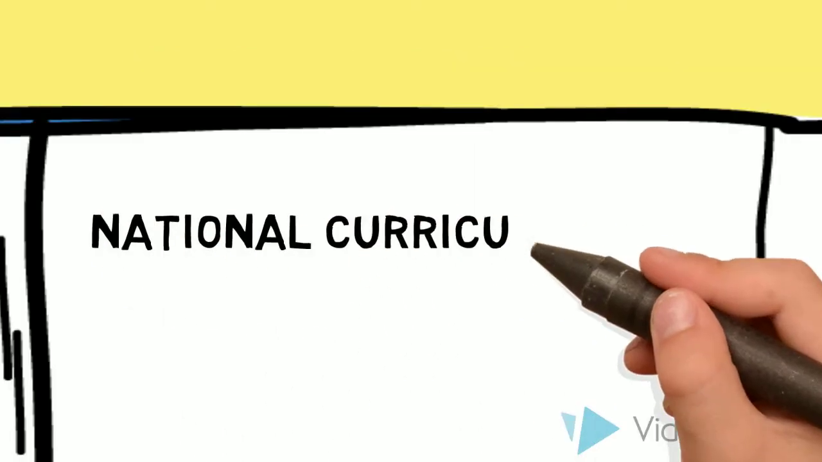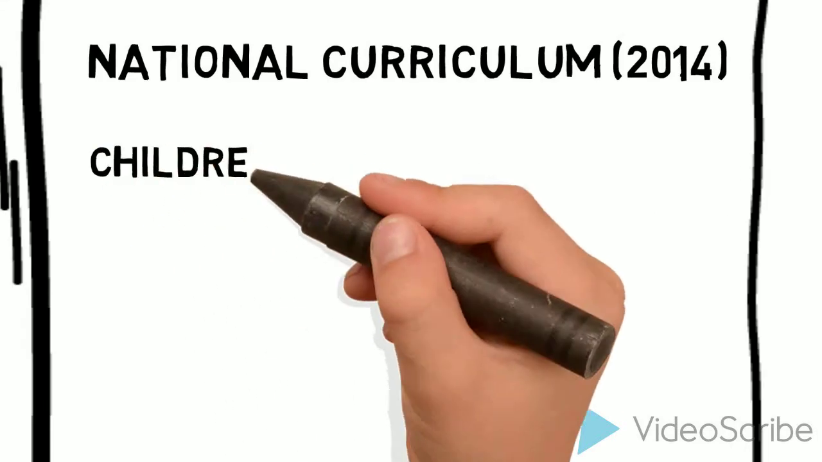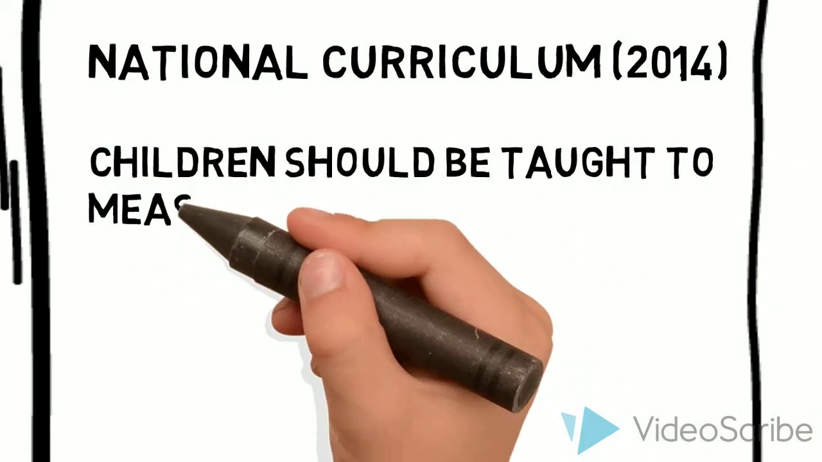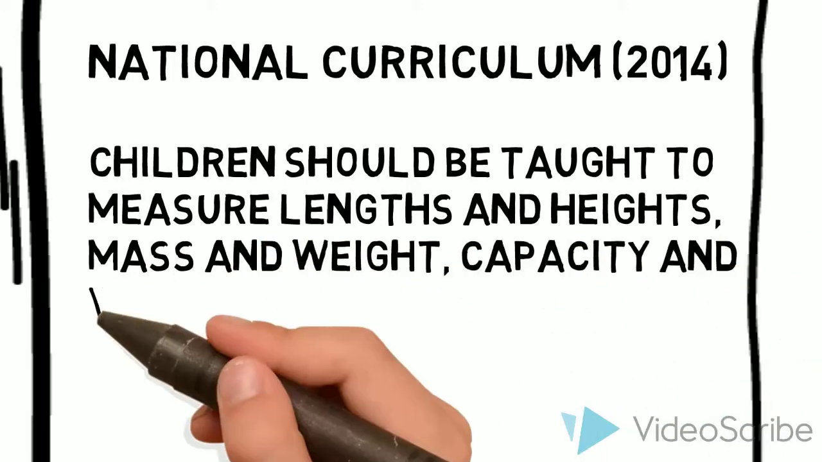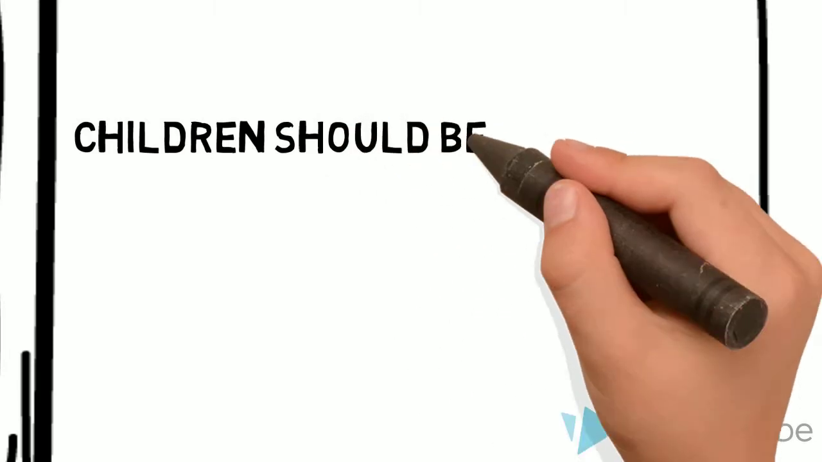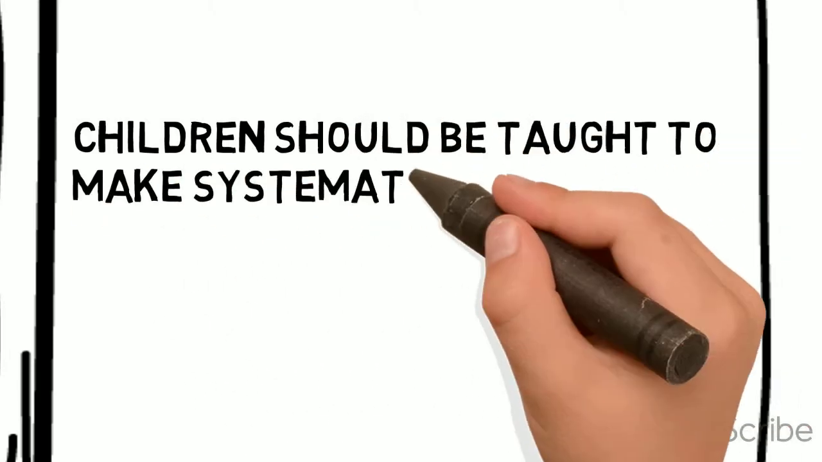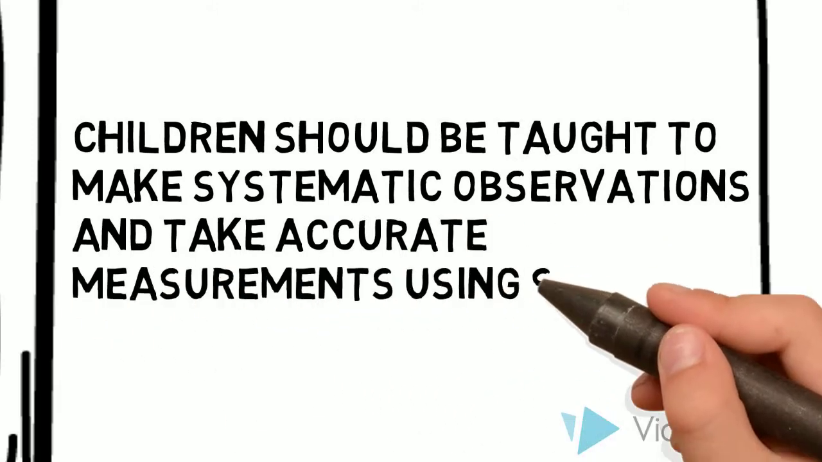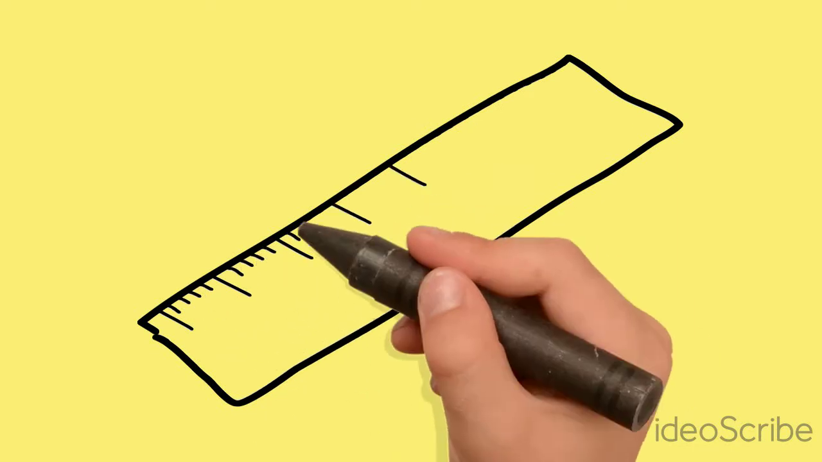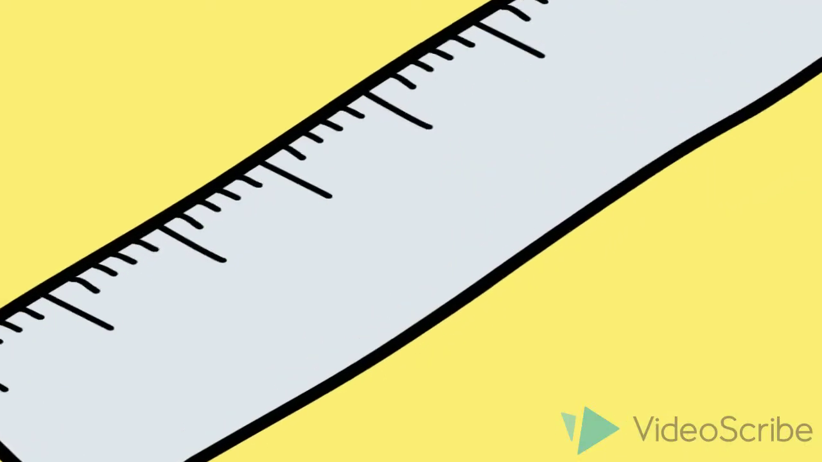Another example of a cross-curricular topic within maths can be found within the topic of measure. The National Curriculum states that pupils should be taught to measure lengths and heights, mass and weight, capacity and volume, and time. These criteria are echoed within the science curriculum, where it states that children should be taught to make systematic observations and take accurate measurements using standard units.